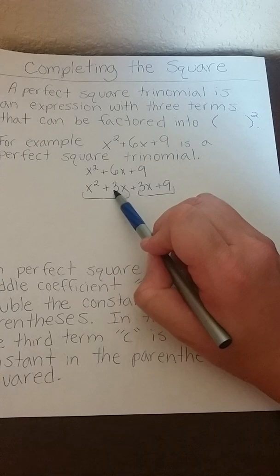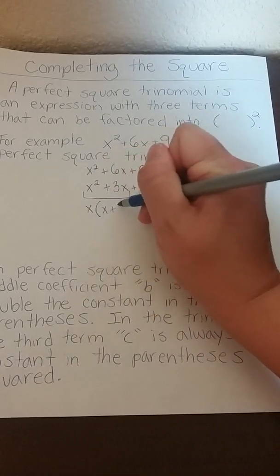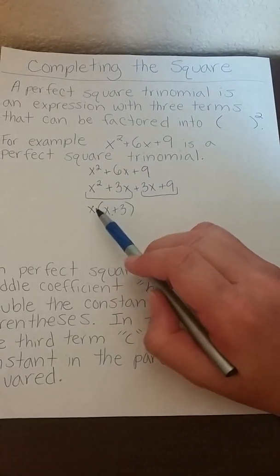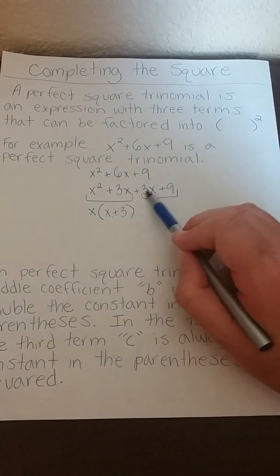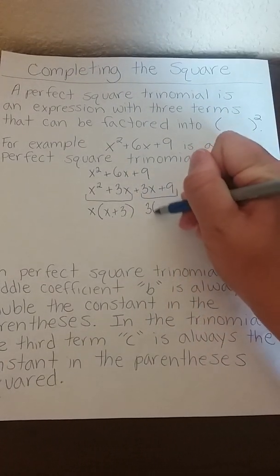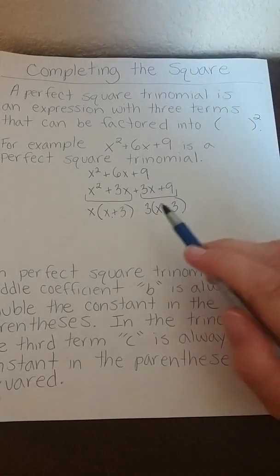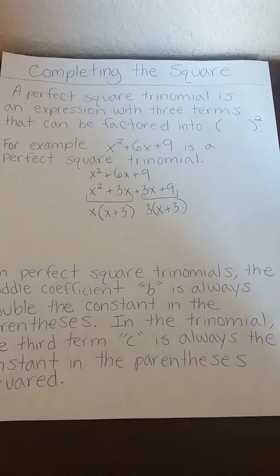These share an x. So this is x, parentheses, x plus 3, because x times x is x squared and x times 3 is 3x. These two share a 3. And inside the parentheses, we also have x plus 3. 3 times x is 3x. 3 times 3 is 9.